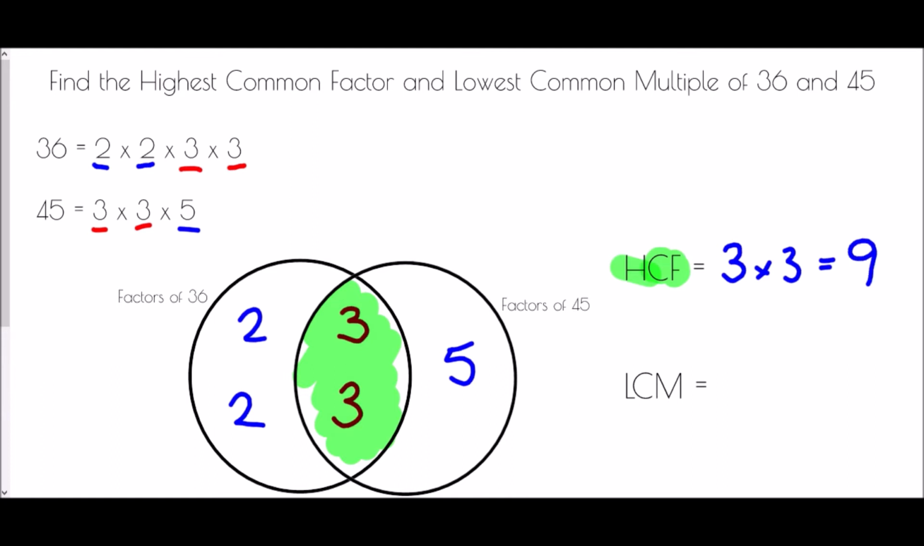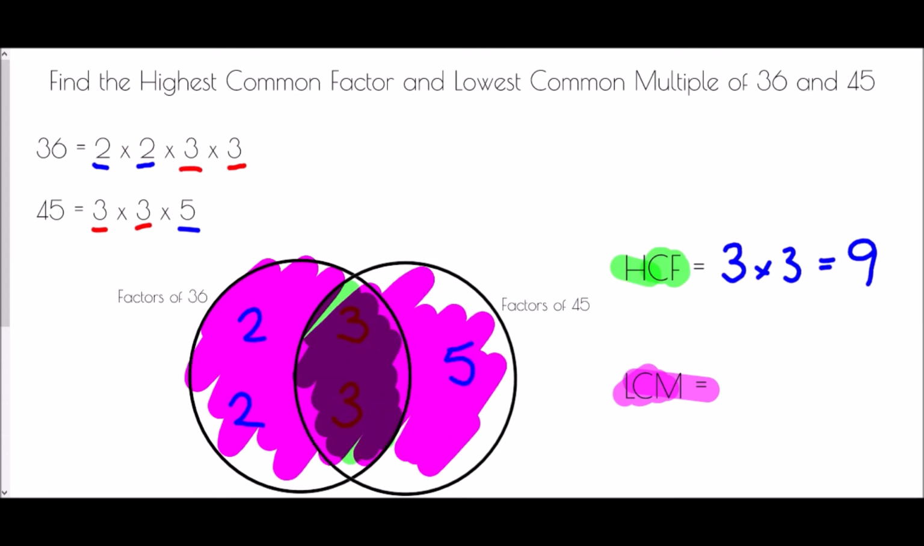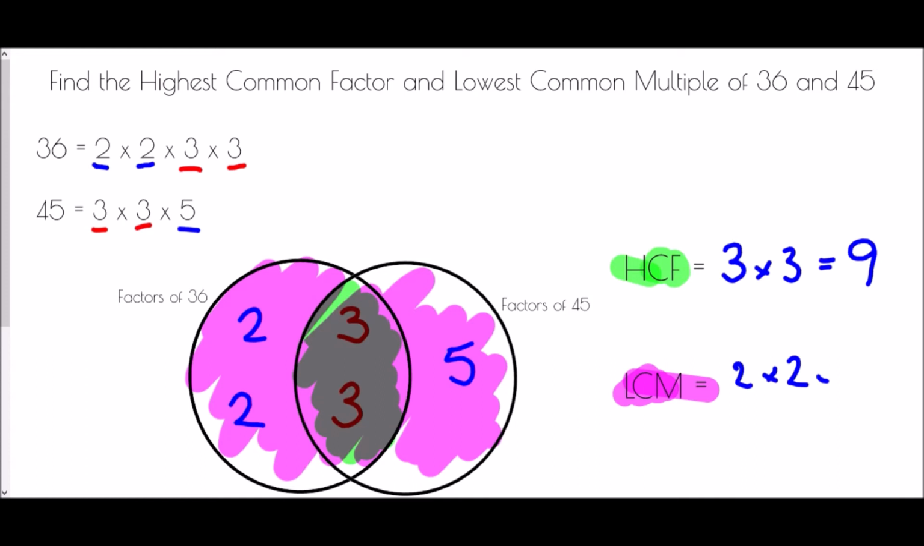The lowest common multiple, now this one is a little bit more tricky. For the lowest common multiple, we want to know the first number which is in the 36 times table and the 45 times table. And in order to do that, what we actually need is the entire diagram. So every value needs to come together in order to find the lowest common multiple. So we have 2 times 2 times 3 times 3 times 5. And for this one, we're going to have to just keep working our way through the values.